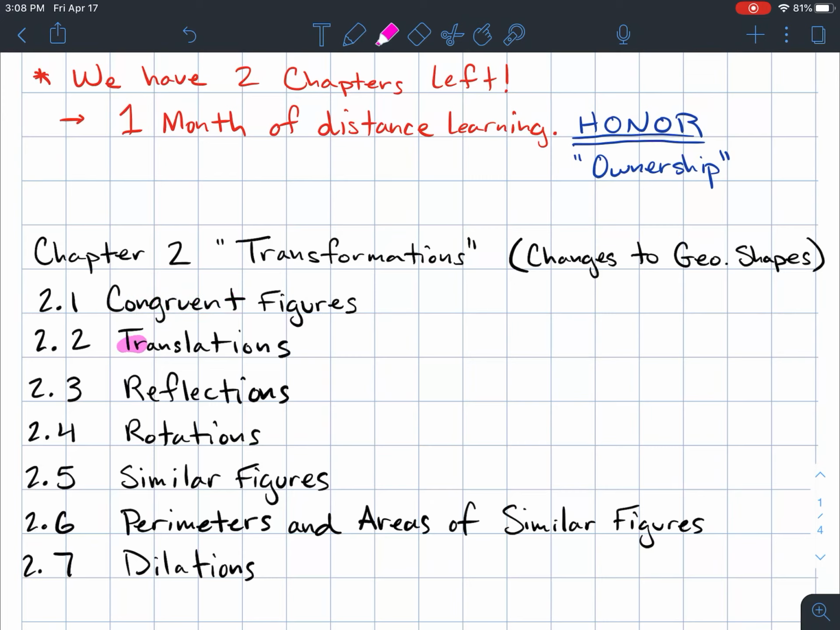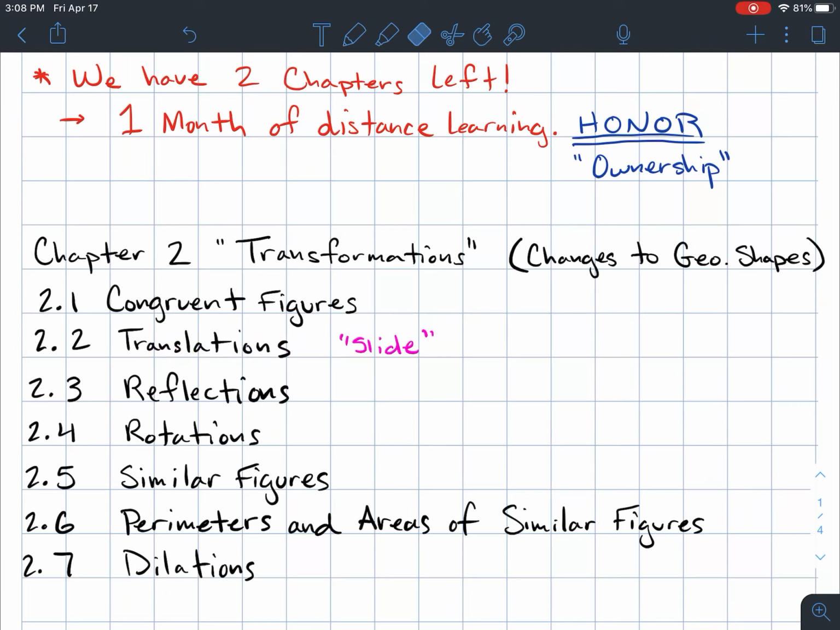In Chapter 2, Lesson 2, we're going to be performing what's called a geometric transformation, and this one's called a translation. So when we're going over translations, a key phrase when dealing with translations is the word slide, and we'll get into that another time, but slide is a key word there for translations.